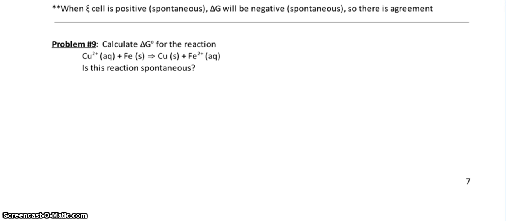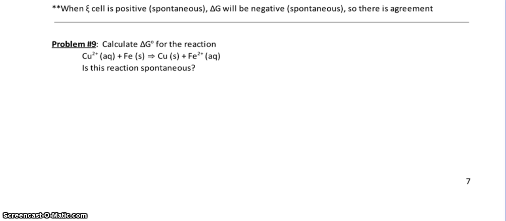Excuse me, I don't have all that. What I do have, however, is the cell potentials on a couple pages prior to this one. So let's go ahead and look at the cell potential, come up with the half reactions, and let's calculate E naught. Once I do that, I can plug it into the equation and calculate G.